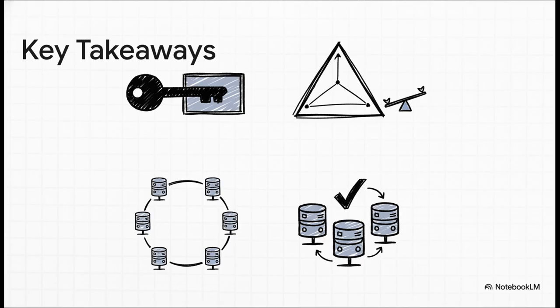So let's just quickly recap the big ideas. Key value stores are absolutely essential for the modern internet. The CAP theorem forces every designer to make that crucial trade-off between being consistent and being available. And finally, it's a whole toolkit of clever ideas like consistent hashing, replication, and quorum that all work together to build systems that can actually handle the scale of the internet.